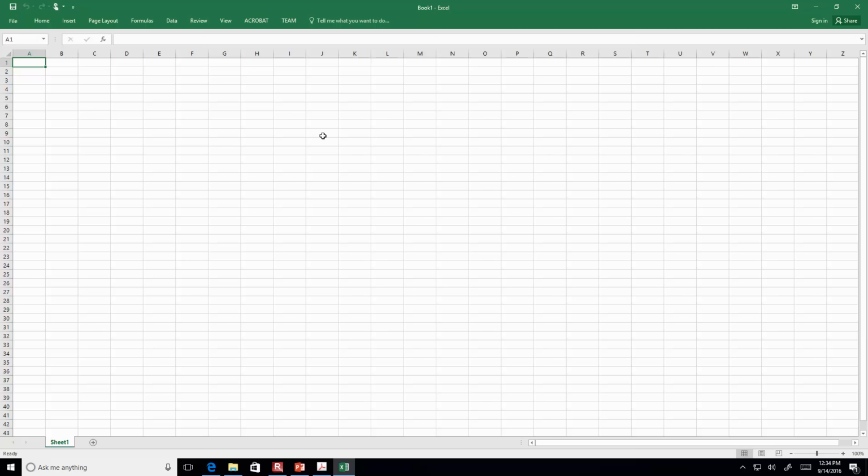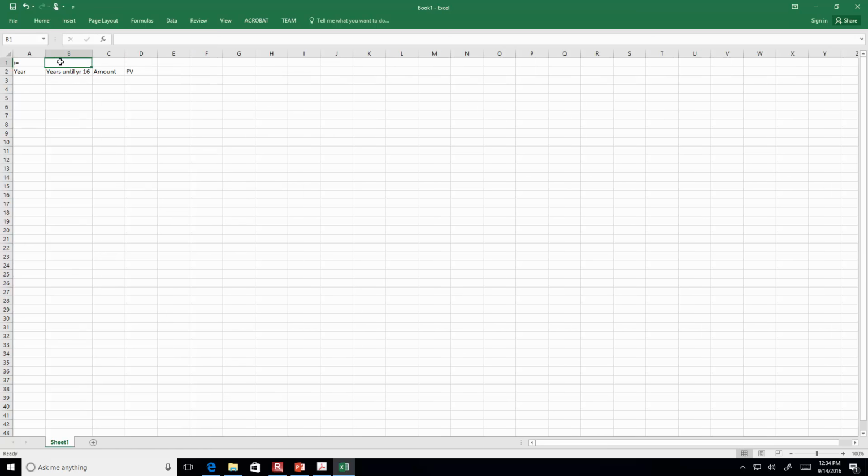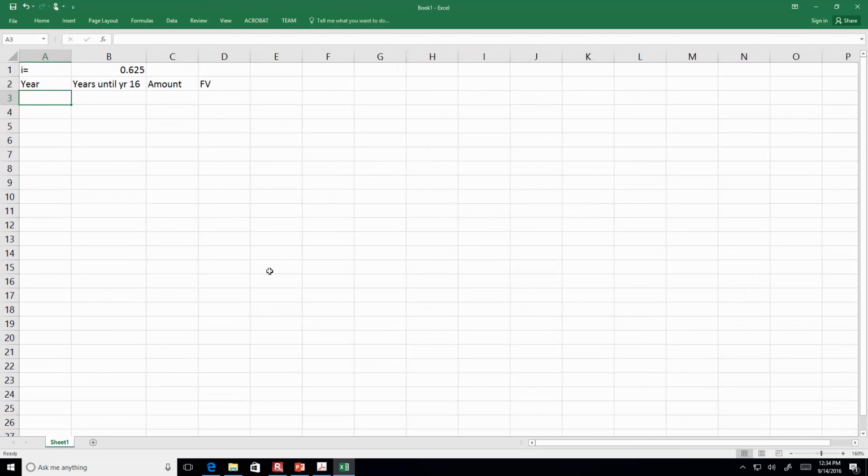Okay, so the column headers for this one, since we're going to be finding the future value, we first need to give it an interest rate cell, and then years until year 16, amount, and FV. Okay, the interest rate in the second problem is 6.25%, so it should be 0.0625. And then we have a cash flow diagram that goes years 0 through 16. So 0, 1, drag it down until you get 16 of them.